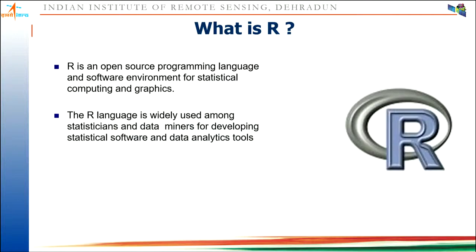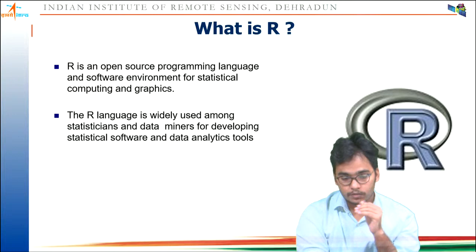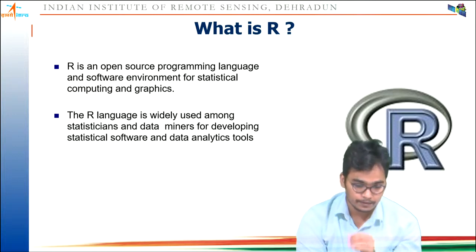So next we'll move to R. These parts we have described here, like vector and raster data, we will try to do some analysis on this data using R later in the course. So what is R? R is an open source programming language, and it is mainly used for data analysis and statistical computing, and it is also getting popular for geospatial analysis.